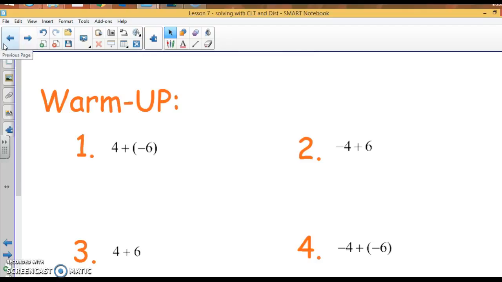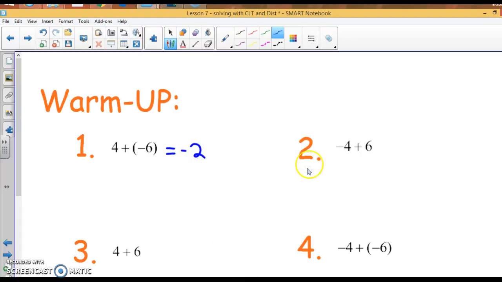First thing we're going to do is a warm-up, reviewing some of these integer problems. This should all be mental math. 4 plus negative 6. Actually, if I were you, I would pause, do these problems, and then check them. So, 4 plus negative 6 is negative 2. Negative 4 plus 6 is positive 2. 6 plus 4, or 4 plus 6, is 10. And negative 6 plus negative 4 is negative 10. That's a review of integers.